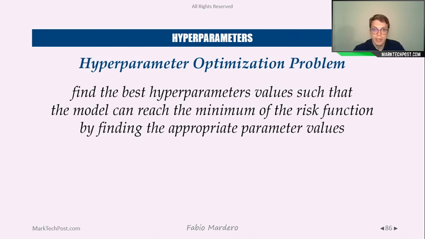Through the training process, the algorithm, for example the gradient descent algorithm, finds the best parameters. We need another process before it to find the best possible hyperparameters. And this is called the hyperparameter optimization problem. Again, in the hyperparameter optimization problem, we aim to find the best hyperparameter values such that the model can reach the minimum of the risk function by finding the appropriate parameter values.